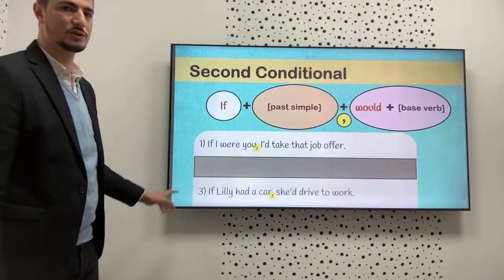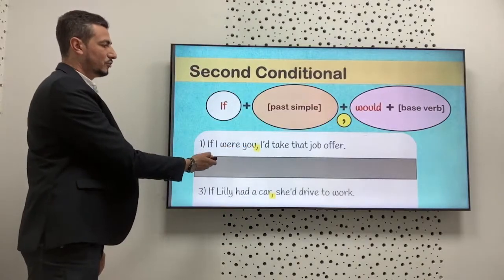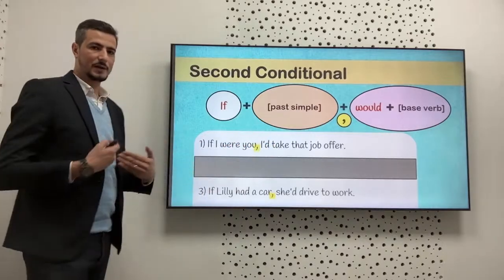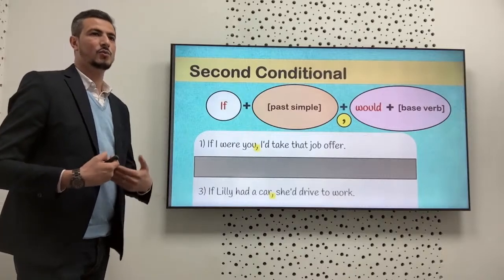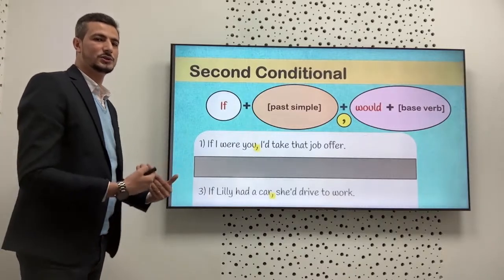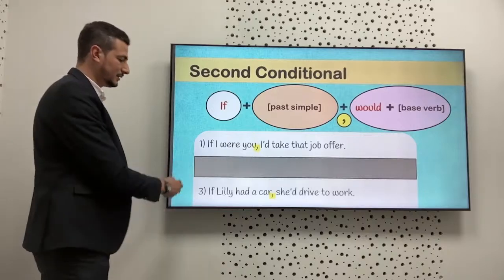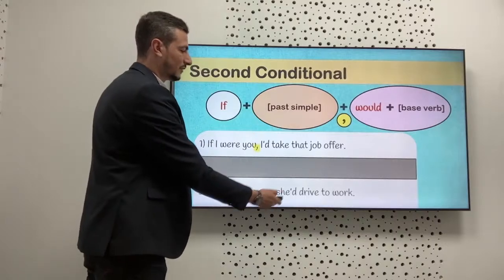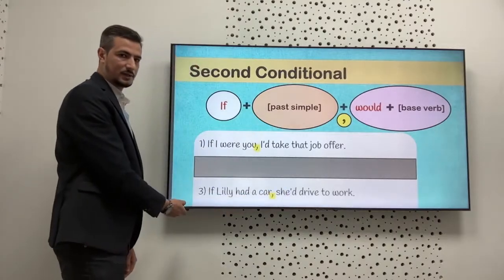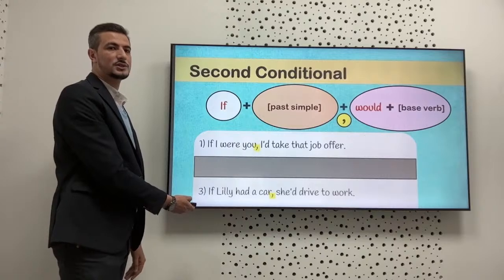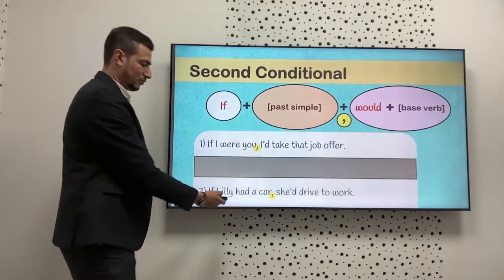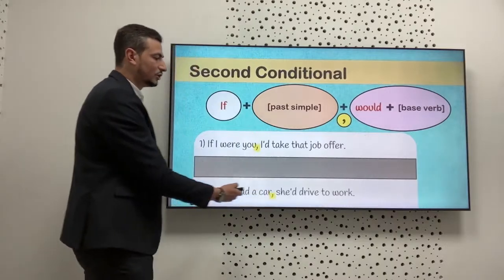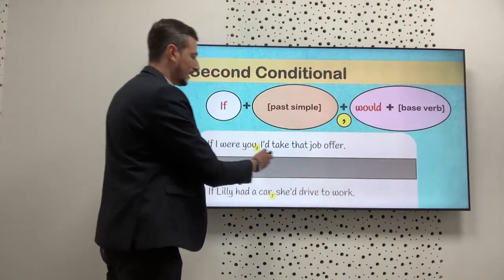Let's take a look at these two examples. If I were you, I'd take that job offer, which means I am not you. If I were in your shoes, I would take that job offer. The second example is if Lily had a car, she'd drive to work. Meaning that this is an unreal and just an imaginary situation, which Lily doesn't have a car, and if she had a car, she'd drive to work.